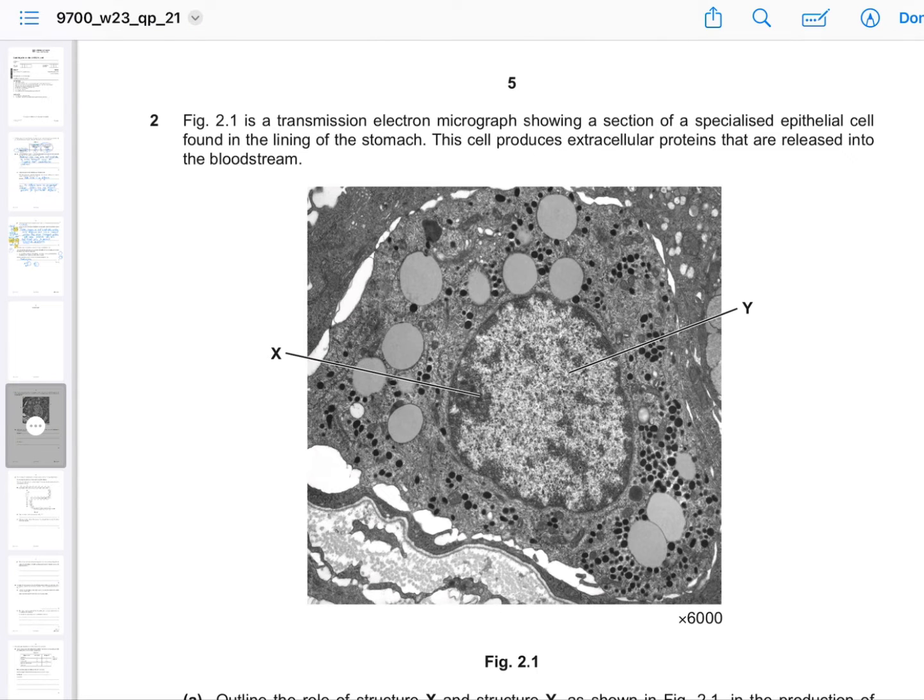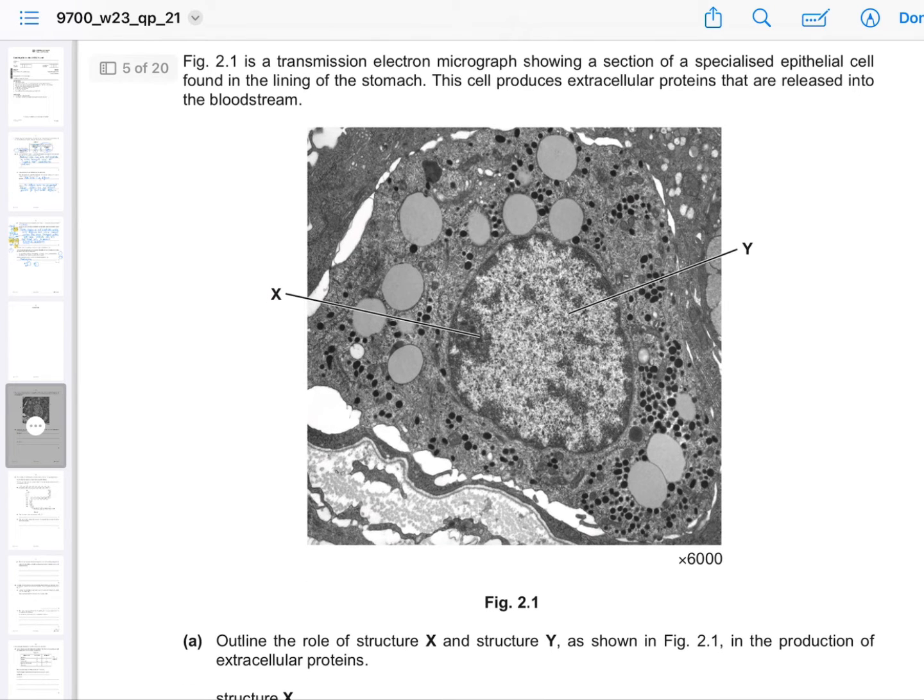Question 2. Figure 2.1 is a transmission electron micrograph showing a section of a specialized epithelial cell found in the lining of the stomach. This cell produces extracellular proteins that are released into the bloodstream. So the transmission electron micrograph is shown in gray color as usual.